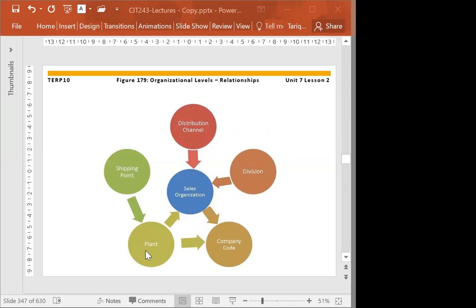Plant is linked to the sales organization, so it could be one or many plants. Any question here, guys?